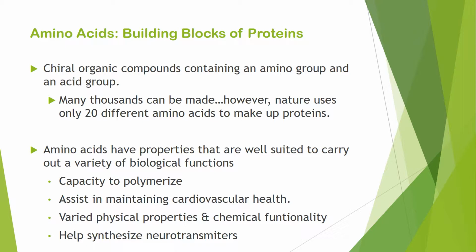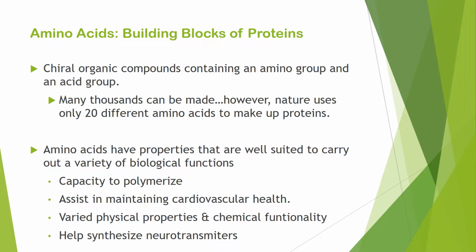Speaking of proteins, one of the main functions and purposes of amino acids is that they are used to build up proteins. However, they do have several other functions, such as the production of neurotransmitters like serotonin and norepinephrine by the amino acids tryptophan and tyrosine respectively. They are also very helpful in maintaining cardiovascular health, as the amino acid arginine is used to make nitric oxide, which is helpful in lowering blood pressure.